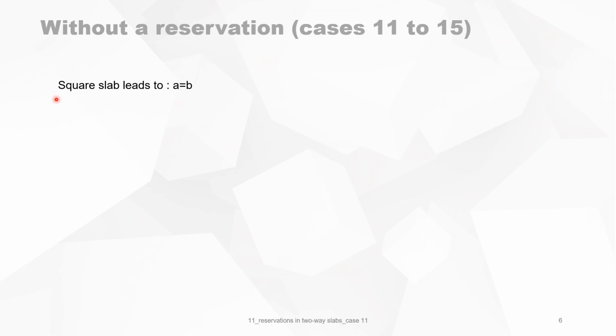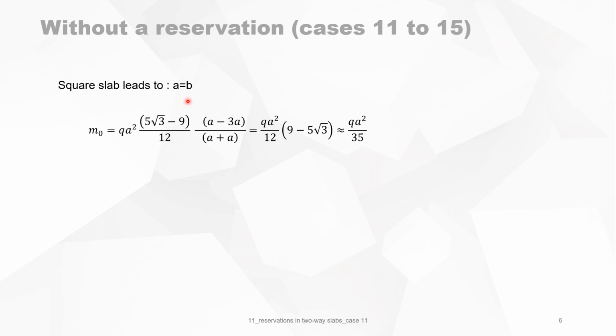Now let's do a check. Let's see what that gives for a square slab. It means that A must be equal to B. We take the formula of M0 of the previous slide and we find this equation, which is more or less 2h squared over 35, which corresponds well with literature.